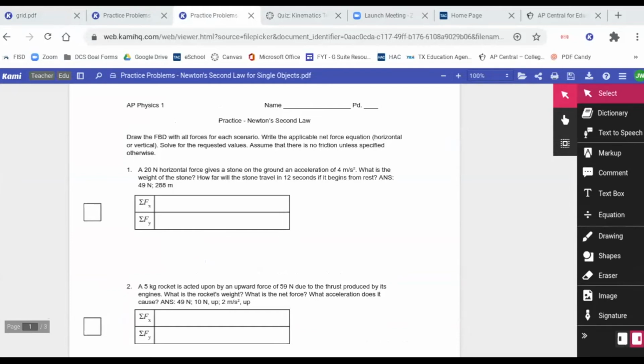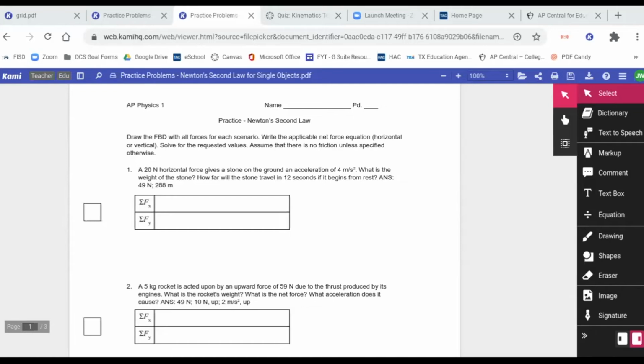A 20 Newton horizontal force gives a stone on the ground an acceleration of 4 meters per second squared. Oh, this was asked about earlier today, wasn't it? What is the weight of the stone? How far will the stone travel in 12 seconds if it begins from rest? Okay, you guys asked for some things that didn't have balanced forces. So let's see what we have. A 20 Newton horizontal force.